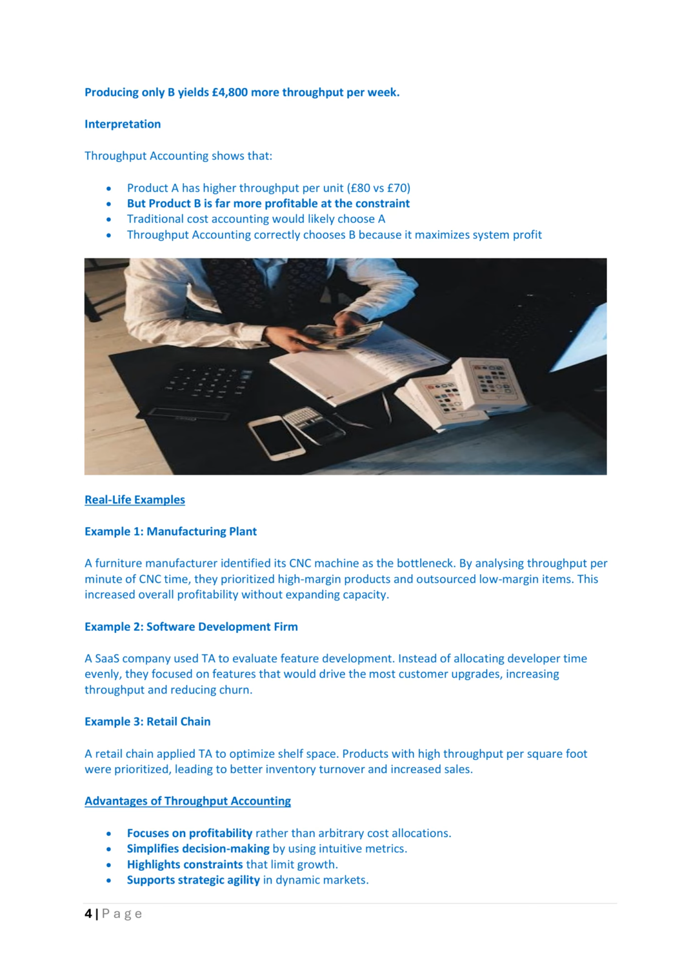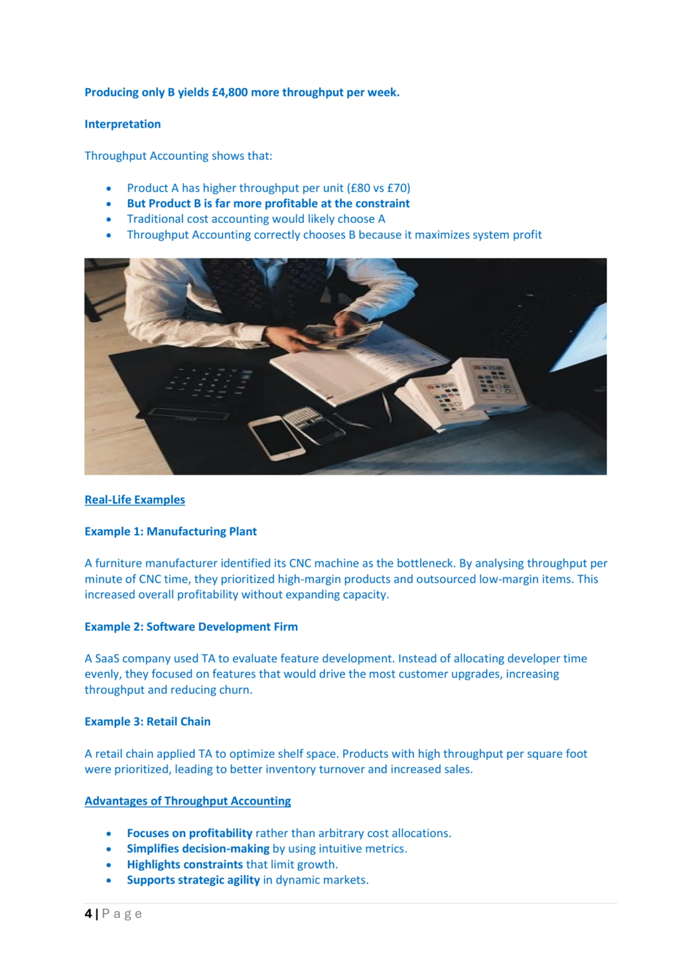Traditional cost accounting might lead you to choose product A based on per unit profitability, but throughput accounting focuses on maximizing the overall system profit and correctly prioritizes product B. This approach has practical applications across industries. For instance, a furniture manufacturer found their CNC machine was the bottleneck, so they focused on high-margin items and outsourced lower-margin ones, boosting profitability without expanding capacity.